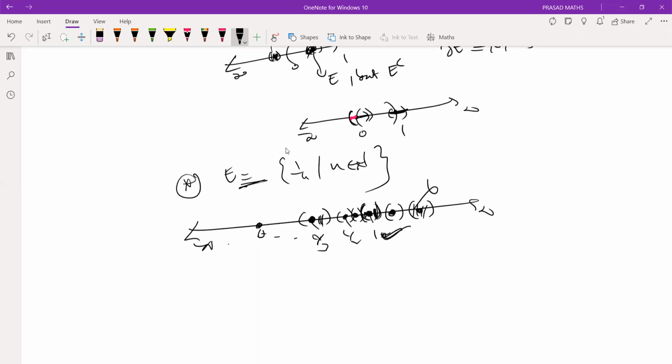Is 0 a boundary point? Is 0 a boundary point? Yes. You take any neighborhood, it intersects the set as well as the complement. So 0 is also a boundary point. Any point which is less than 0, is it? No, because it intersects the complement but not E. So what are my boundary points? The set together with 0 included.